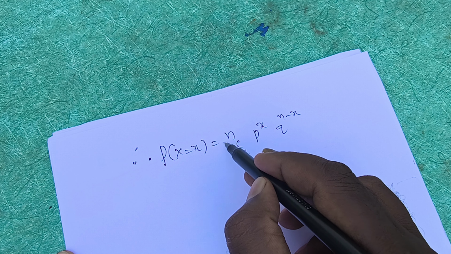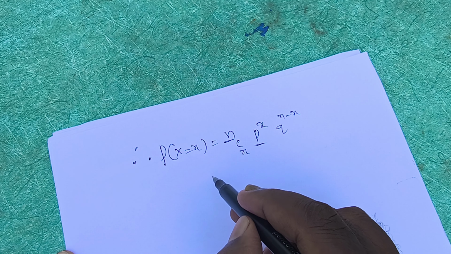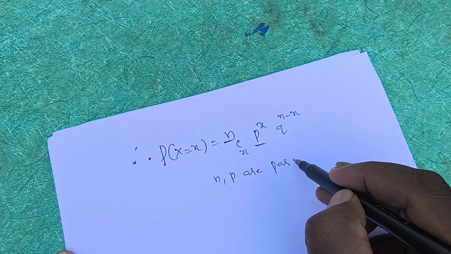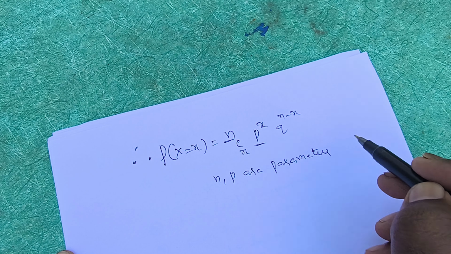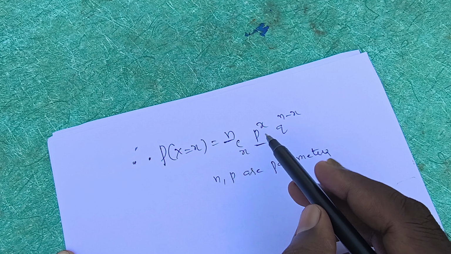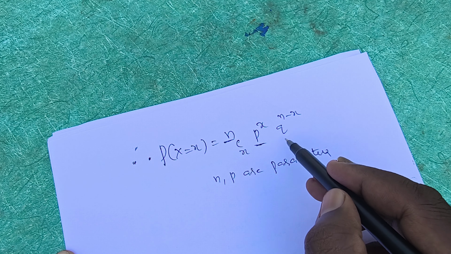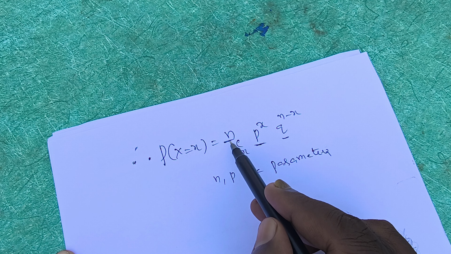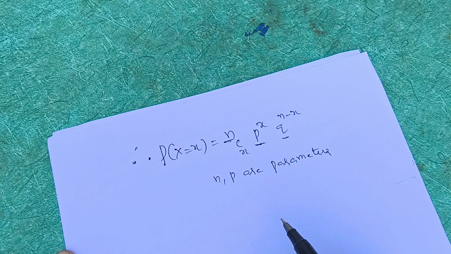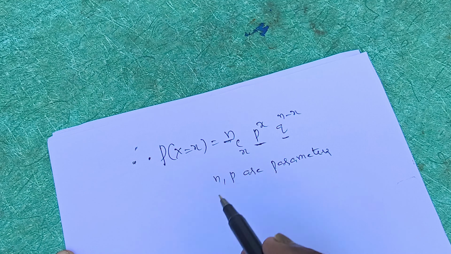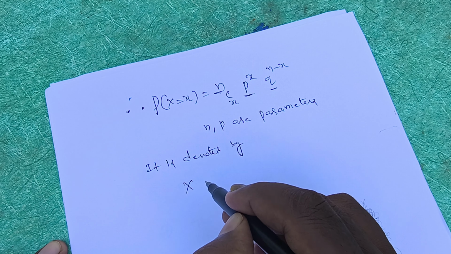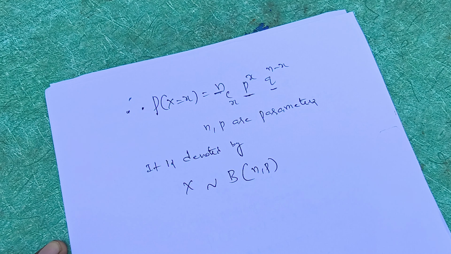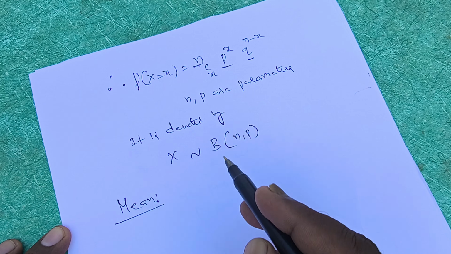Here n and p are the unknown parameters. Why? Because these two are unknown. By knowing the value of p, we easily find the q value, and by knowing the value of n, we easily find the required probability by using this formula. So it is denoted by X follows B of n comma p. Here n comma p are the constants, the parameters.